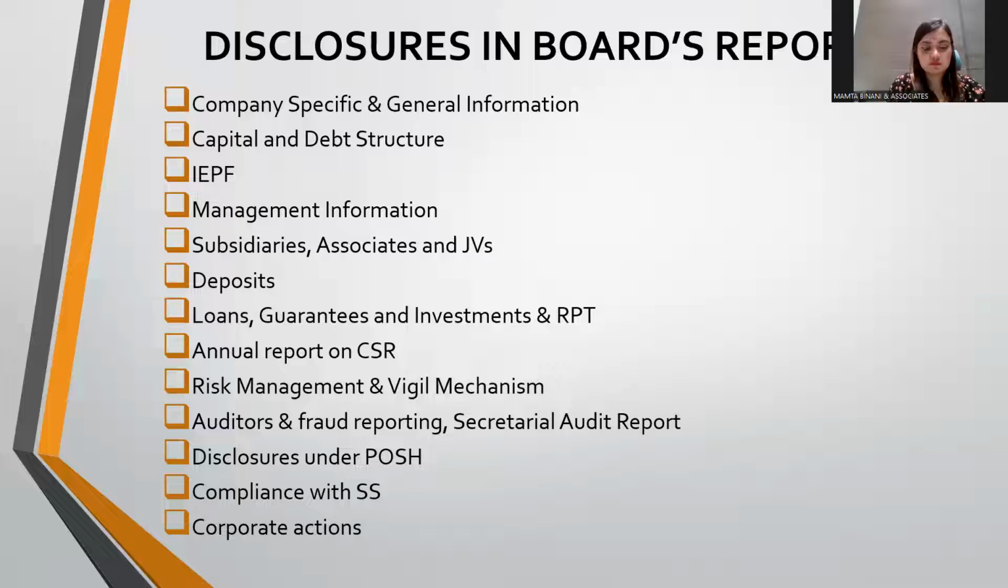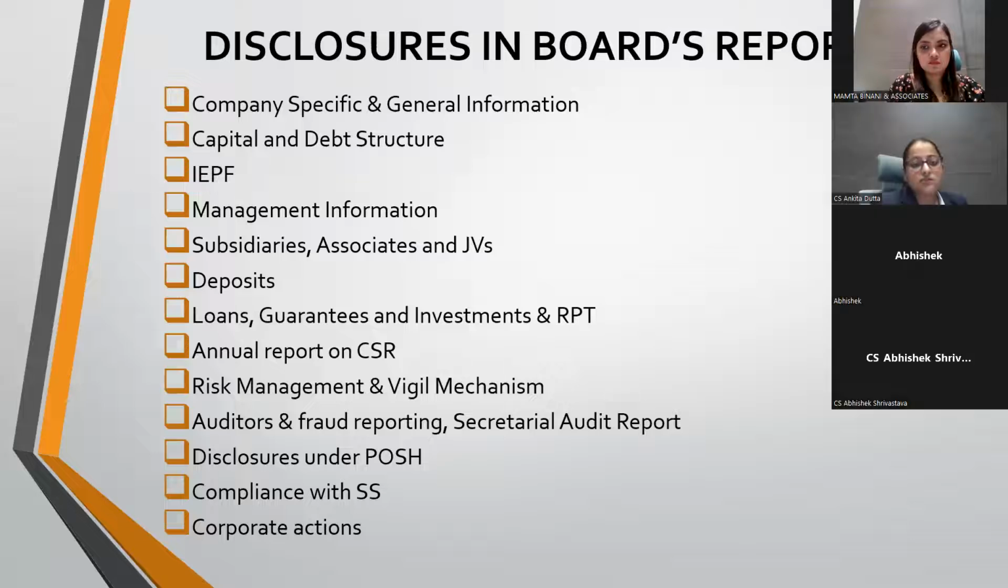Then comes subsidiary, associate, and joint ventures. Suppose a company is having any subsidiary, then we must include the details of the subsidiary, their performance, or their financial position. We have to give entire details of our subsidiaries, associates, and joint ventures. And by details, I don't mean only the name. We should also include the performance in our board's report. Next is deposits. If the company has taken any deposits, then we have to include such details in the board's report.